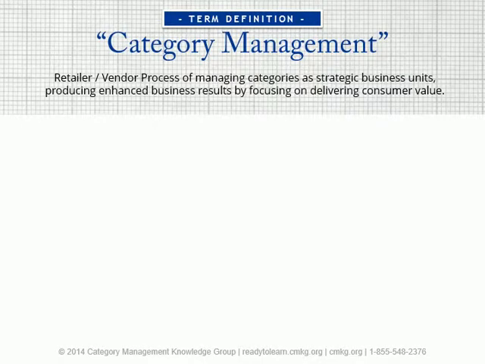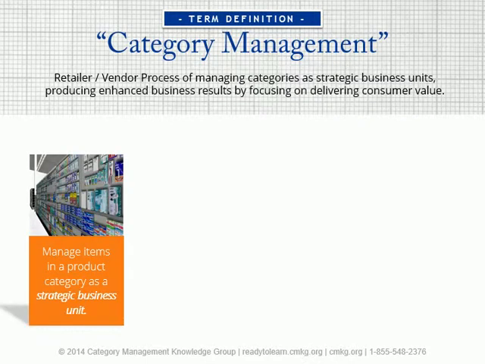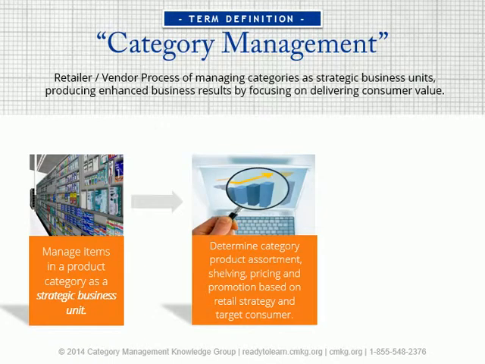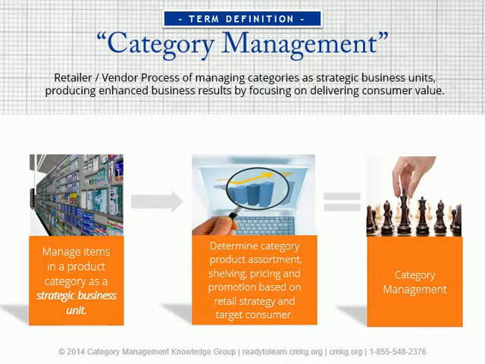We'll start by reviewing a standard definition of category management that you can see on the screen. In more simplistic terms, items are managed in a product category as a strategic business unit. And each of these business units has its own strategies, goals, and tactics, including product assortment, shelving, pricing, and promotion, that feed into total store strategies and goals. And that's what category management really is all about.